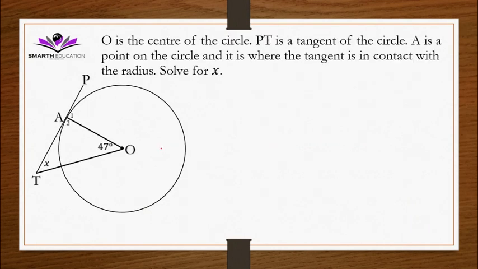O is the center of the circle, PT is a tangent of the circle, A is a point on the circle, and it is where the tangent is in contact with the radius. Solve for X. I want you to pause the lesson here and try to solve for X. Let's try.